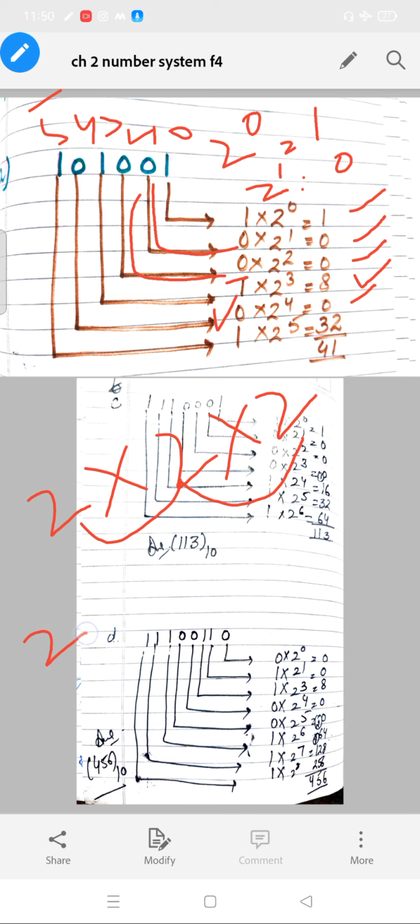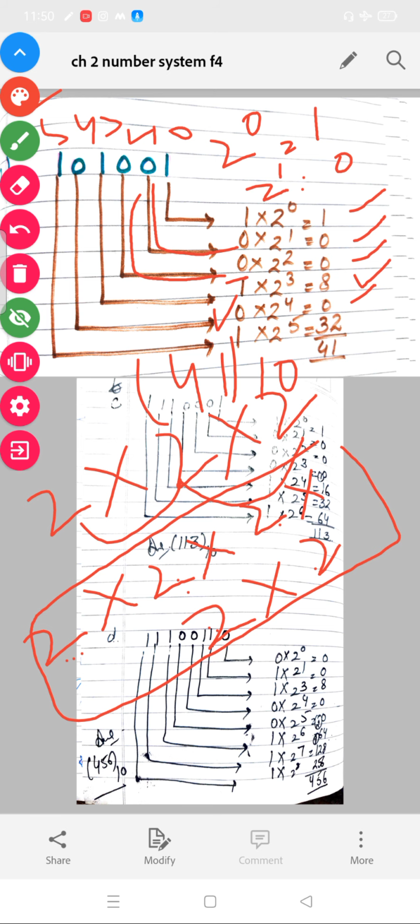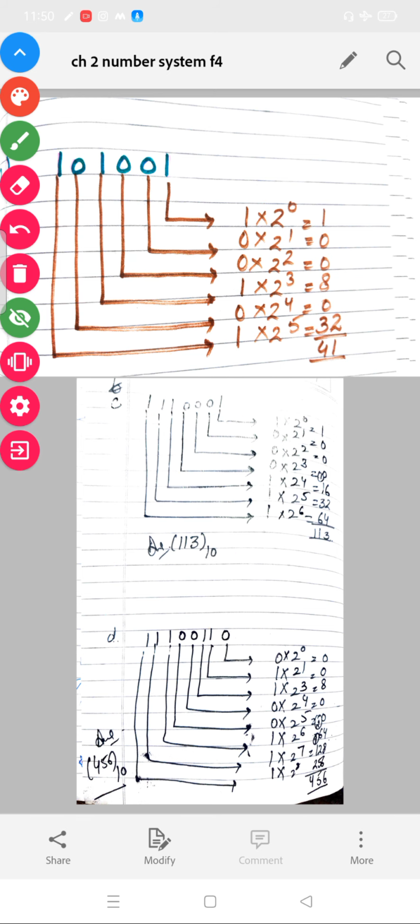2 raised to power 5, so we will write 2 for 5 times. Here we have written 2 for 5 times, 1 2 3 4 5. 2 2s are 4, 4 2s are 8, 8 2s are 16, 16 2s are 32, and 32 multiplied by 1 will be 32. And after that we will do addition of the number. 32 plus 8 plus 1 is 41, so 41 base will be 10 after conversion of binary to decimal. So 41 will be the answer of first question.